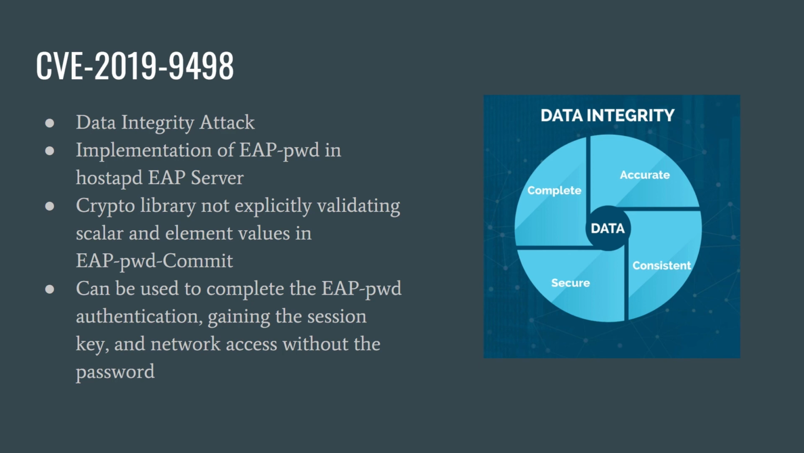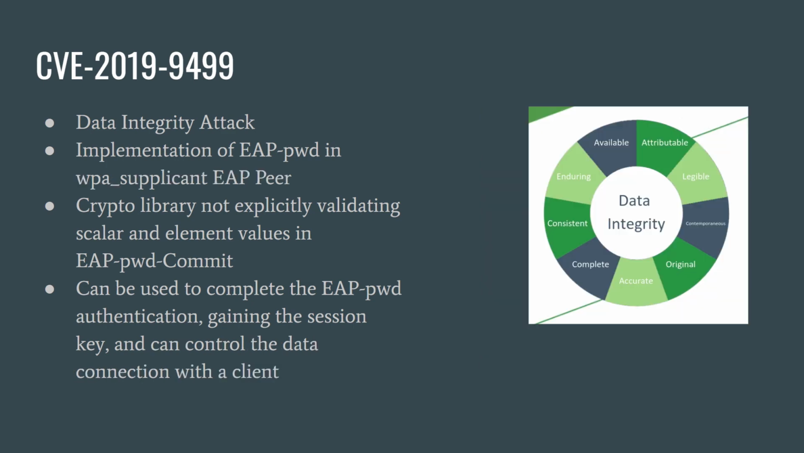And finally, the last exploit I will be looking at, the CVE 2019-9499 exploit, is once again what I would consider a data integrity attack, and affects the implementation of EAP password in the WPA supplicant EAP peer. This is once again caused by a crypto library not explicitly validating scalar and element values in EAP password commit, and can be used to complete the EAP password authentication, gaining the session key, and it can control the data connection with the client, which is where it differs from the last one slightly.